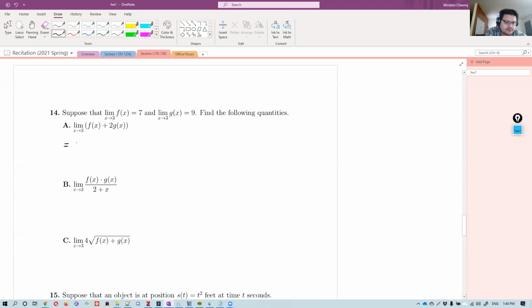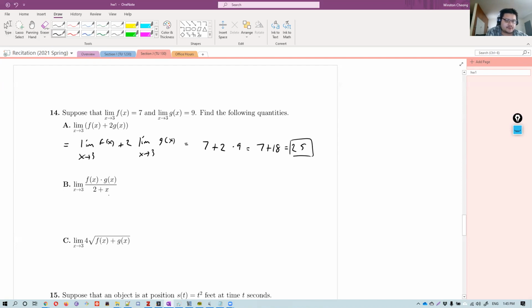So let's go ahead and do the limit properties. We split the limit over the addition, and at the same time pull the 2 out. That will give me this plus 2 times the limit as x approaches 3 of g of x. Now this is given to us, it's 7. And this other piece is given to us as 9. So we can just plug those things in, and then we get 7 plus 18, which is 25.